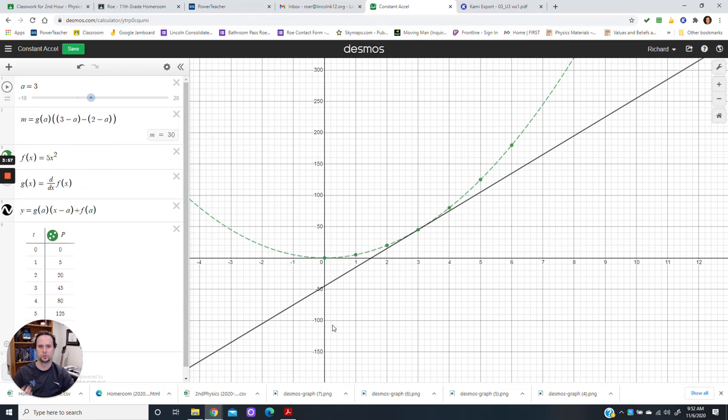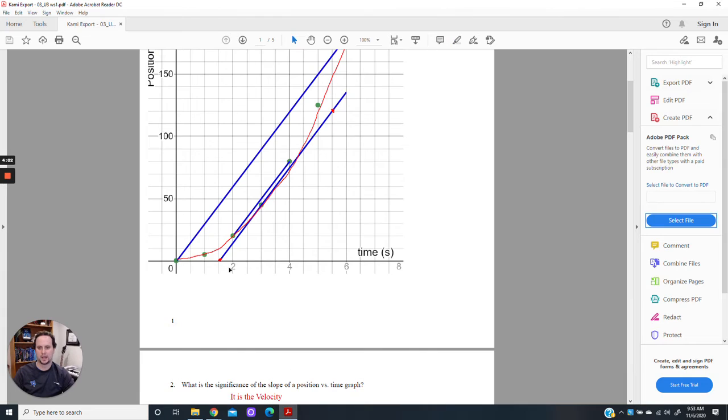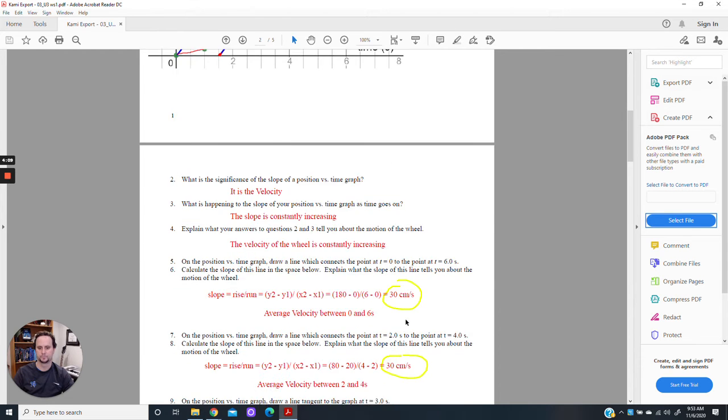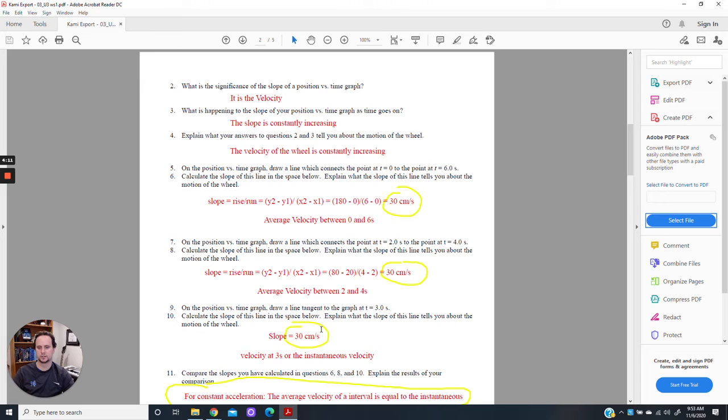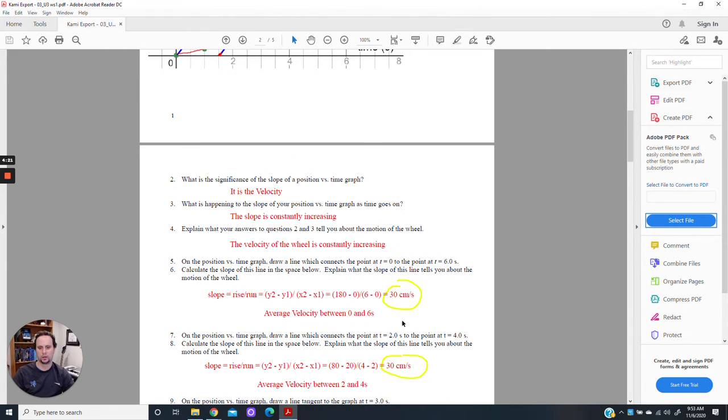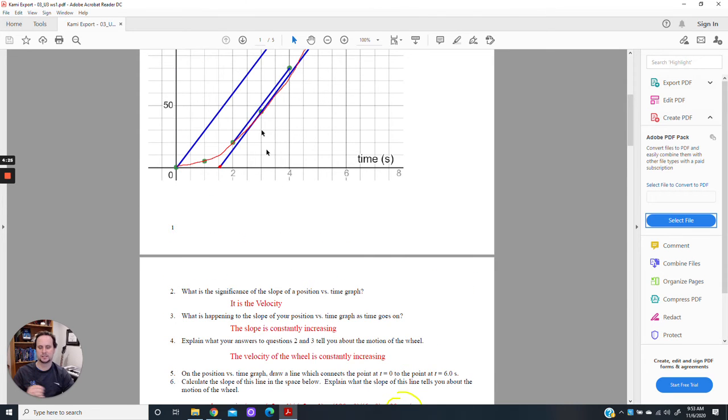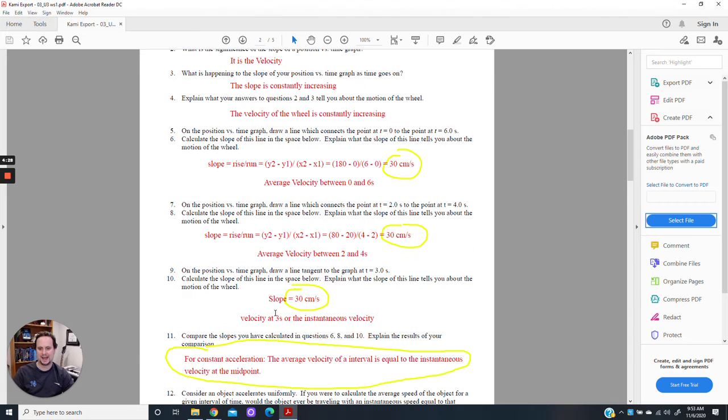When you guys are at home doing this, you would do it by hand, by plotting those 2 points and then drawing the line and then having 2 points far away from each other to calculate the slope. But that one ends up being 30 centimeters per second for the slope. The velocity at 3 seconds, or the instantaneous velocity, that's what that means. All right, so the first 2 lines we drew were an interval, and then we're looking at the velocity at that specific point. So the velocity at 3 seconds, or what we call the instantaneous velocity, or velocity at an instant.